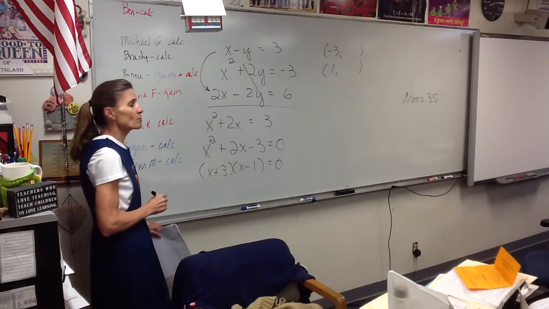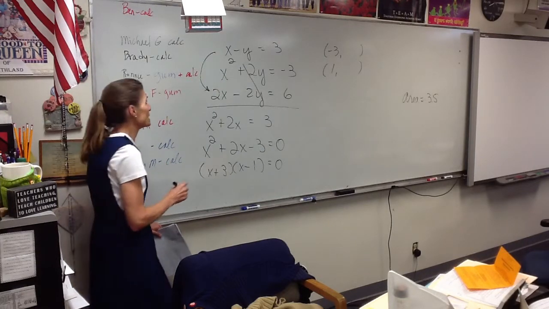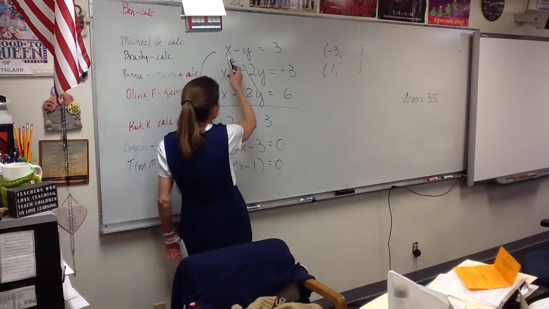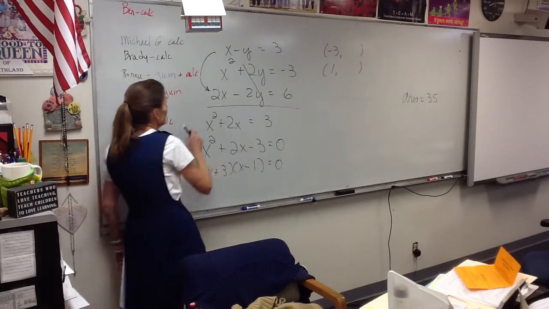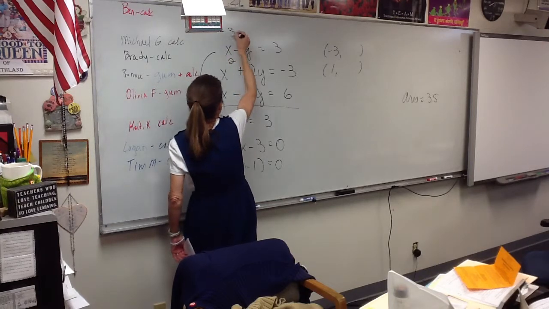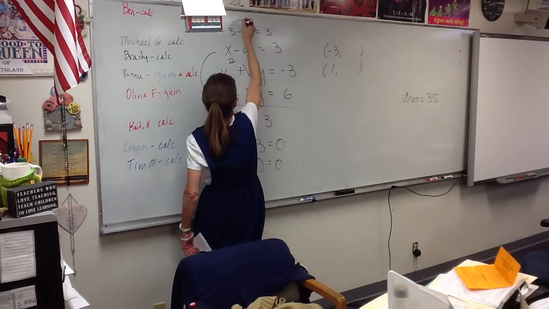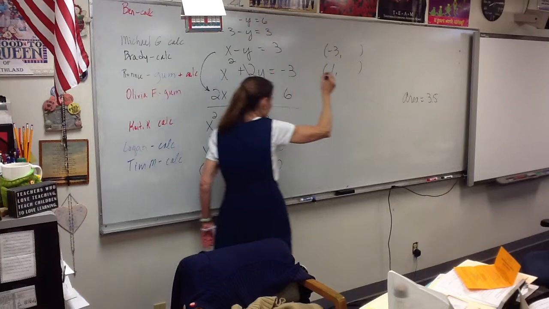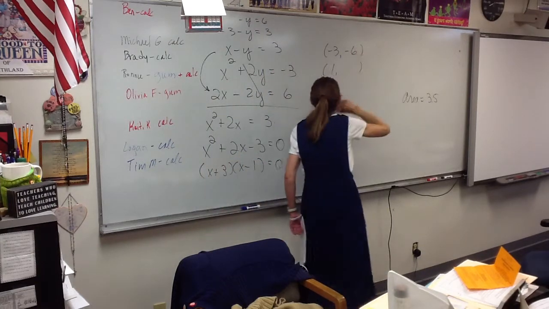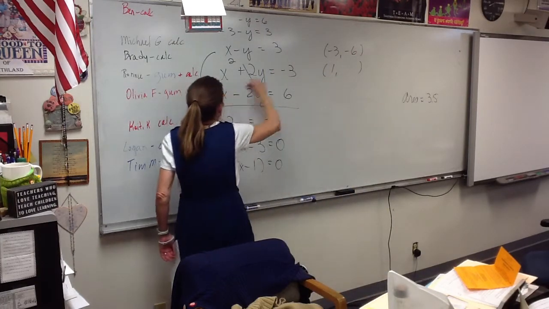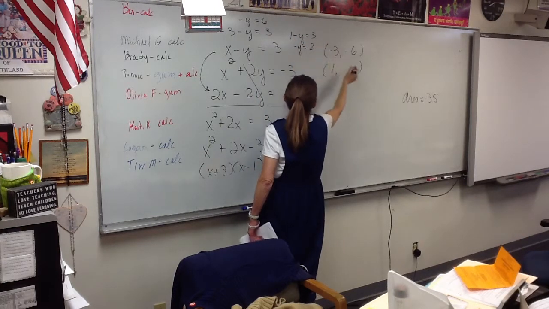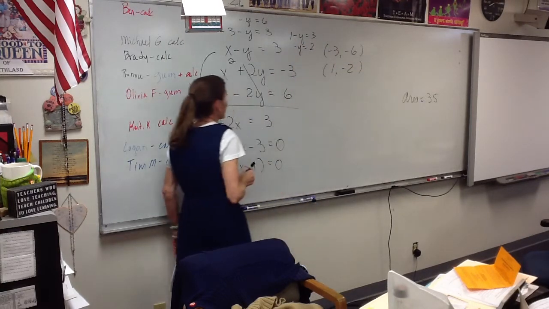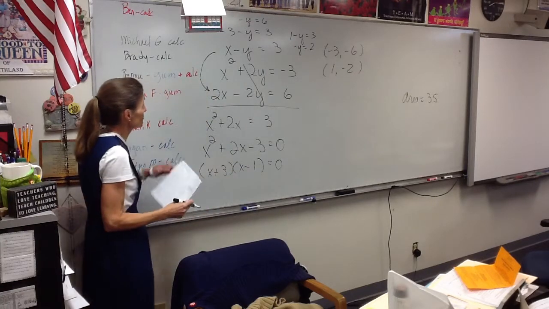Negative 3, 1, those are my x values. Now, you need to go back. If x is negative 3, you need to figure out what the y value is. Negative 3 minus y equals 3, so negative y equals 6. I got negative 6, did you? 1 minus y equals 3, negative y equals 2. I got negative 2, but double check, I could have made a mistake with my arithmetic.